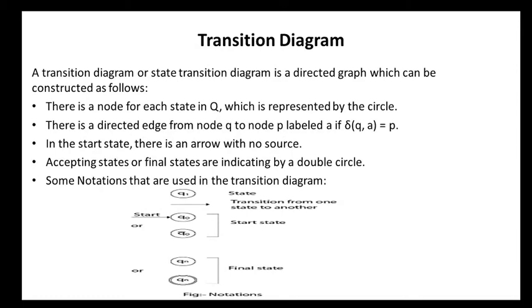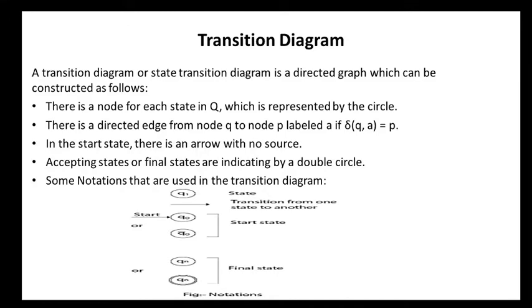The transition diagram. A transition diagram or a state diagram is a directed graph which can be constructed as follows. There is a node for each state in Q, which is represented by a circle. There is a directed edge from a node Q to node P labeled A if the transition from Q on A is equal to P. The start state has an arrow with no source. Accepting states or final states are indicated by a double circle.